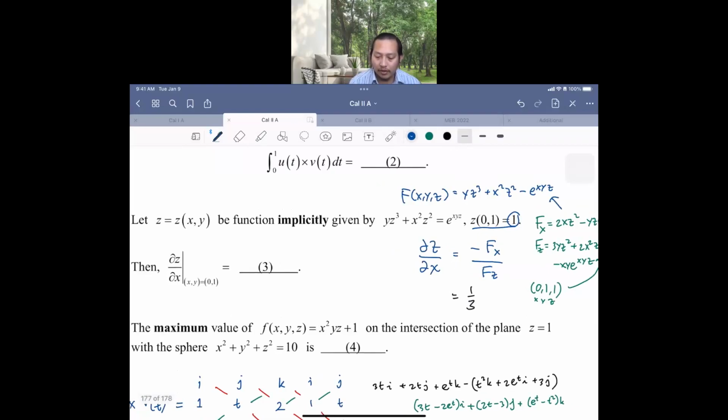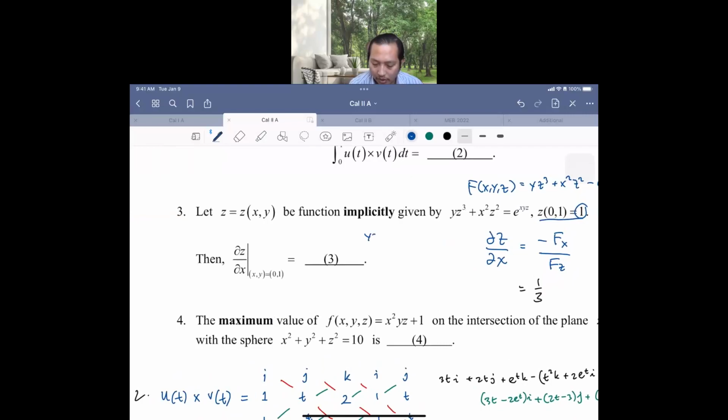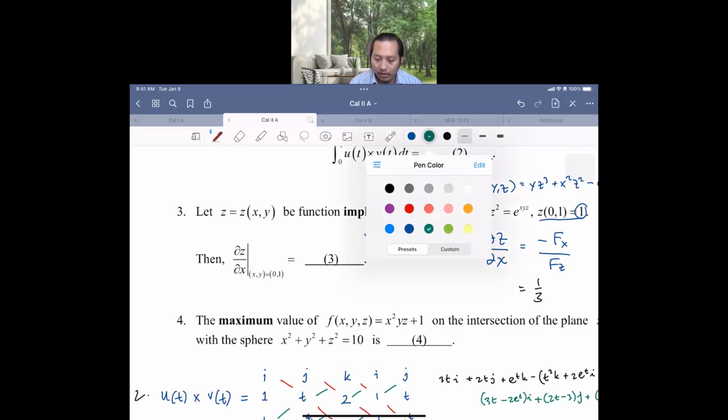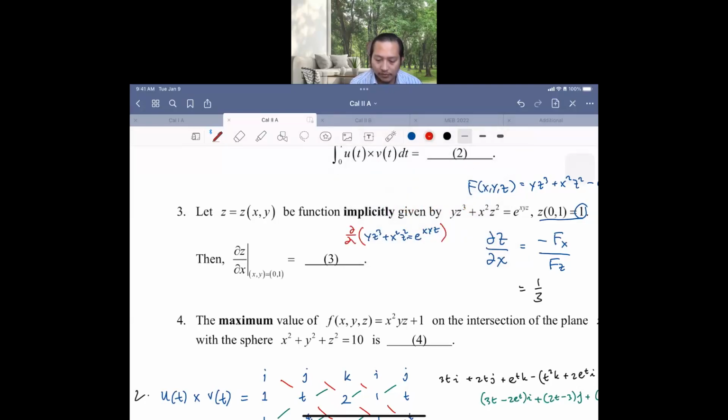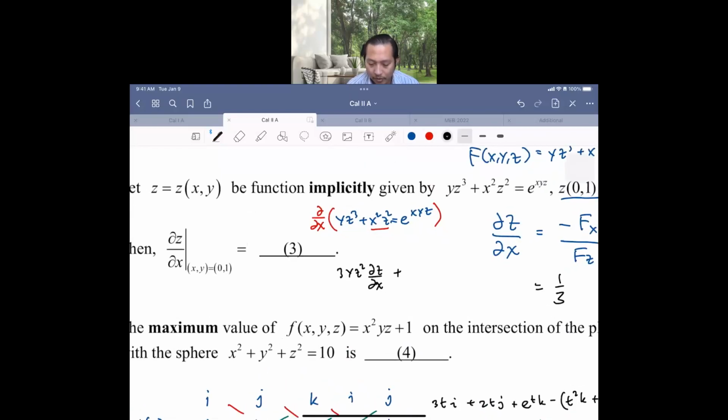But if you would like to directly derive, for example, we directly derive x, implicitly derive z, and treat y as a constant. So that's how it goes. So now we have 3yz squared ∂z/∂x, okay, and then plus we have a product rule, so it's a little bit complicated here. Product rule, that is 2xz squared plus 2x squared z ∂z/∂x.